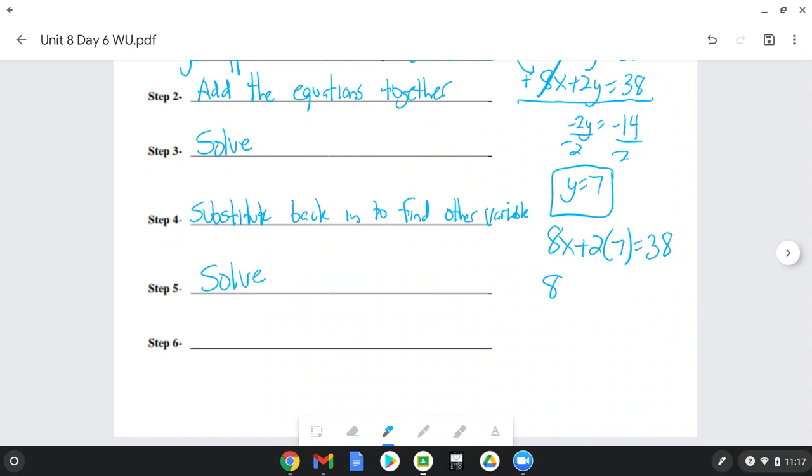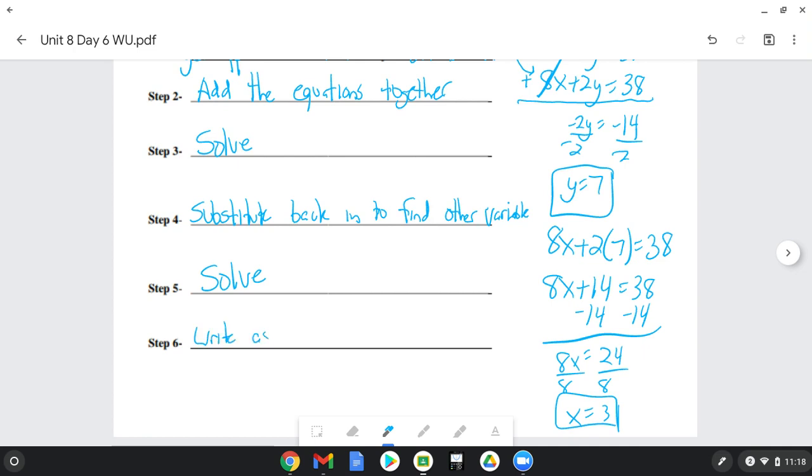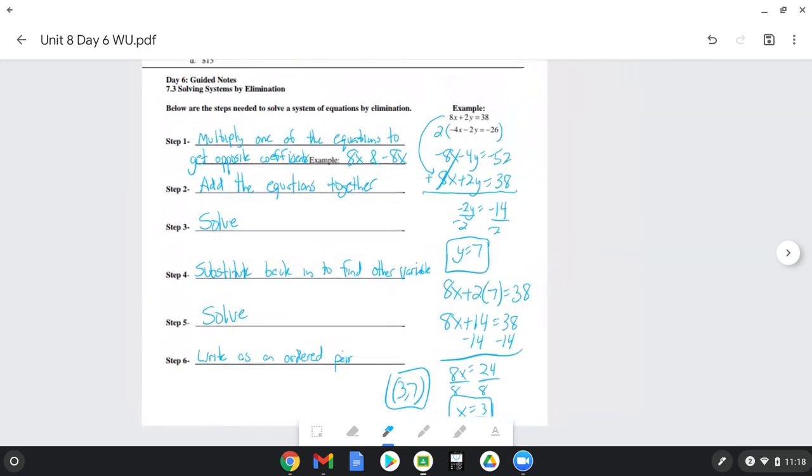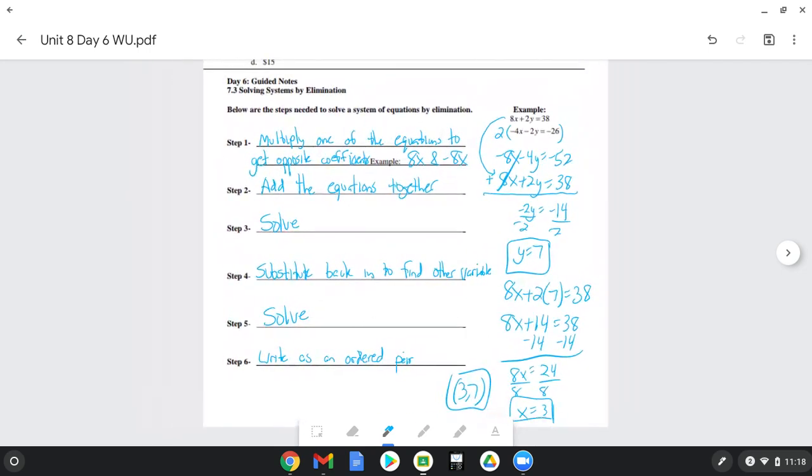Then step 5 is to solve what's remaining here. So now that would be 8x plus 14 equals 38. Subtract the 14 over, and we get 8x is equal to 24. So you divide by 8, and we get x equals 3. So now we have 3 and 7. So then we're going to write my answer as an ordered pair. So then that'd be 3 comma 7 would be my answer. And that's all we have to do for this style here. So that's called elimination. So let's go on to some other ones here.